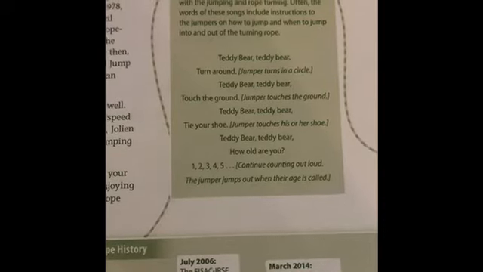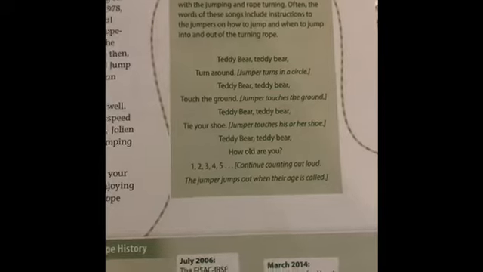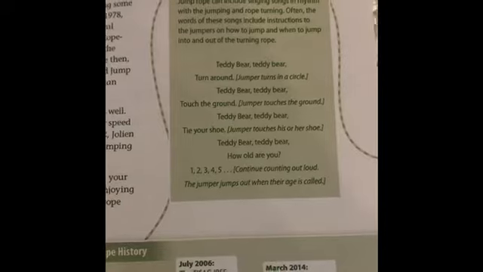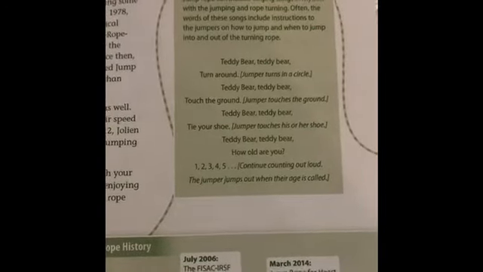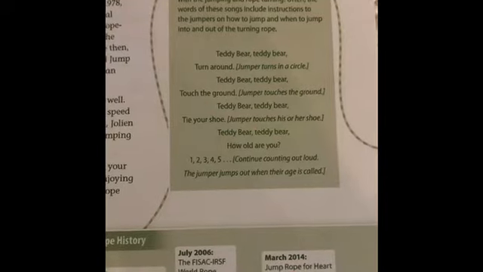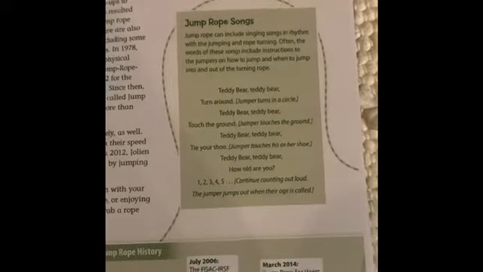Teddy bear, turn around. Jumper jumps in a circle. Teddy bear, touch the ground. Jumper touches the ground. Teddy bear, tie your shoe. Jumper touches his or her shoe. Teddy bear, how old are you? 1, 2, 3, 4, 5. The jumper continues counting out loud. The jumper jumps out when their age is called. That is a type of song that a jumper can use to give them directions as they jump.